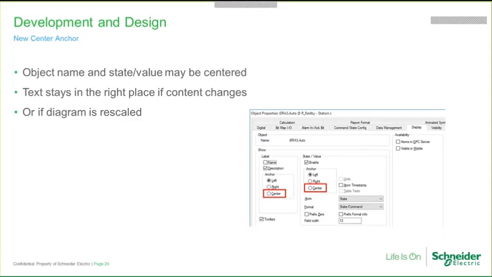When you add a graphic, we've had this somewhat special notation that for each graphic you can also show the name of the object and the value of the object. You could only anchor that text left or right. Now you can anchor it center as well. It's mainly for valves and motors, so that you can center the current state below if you want that.